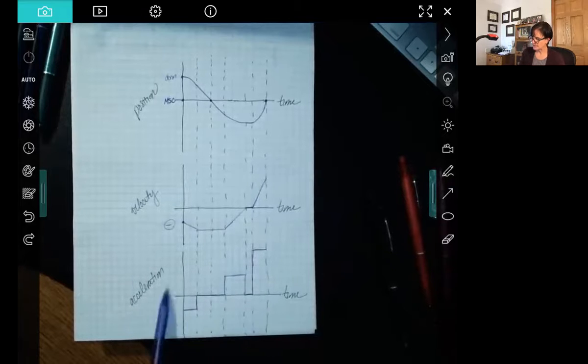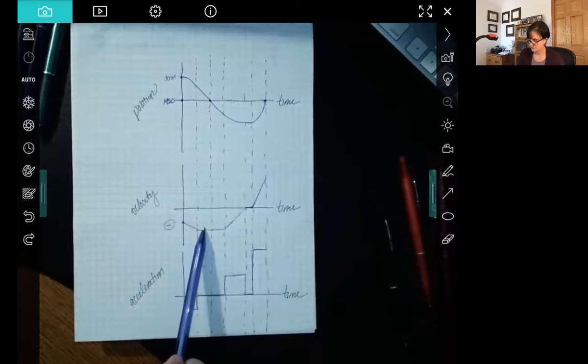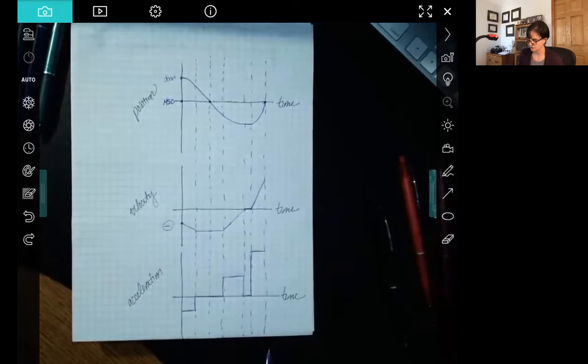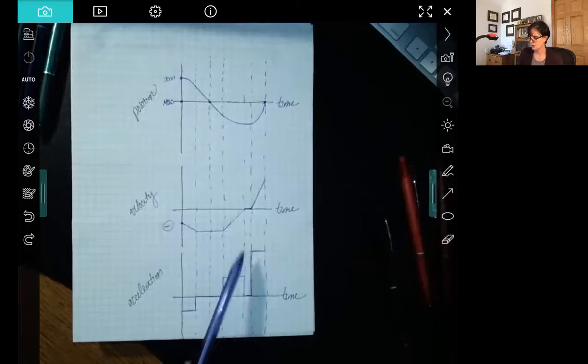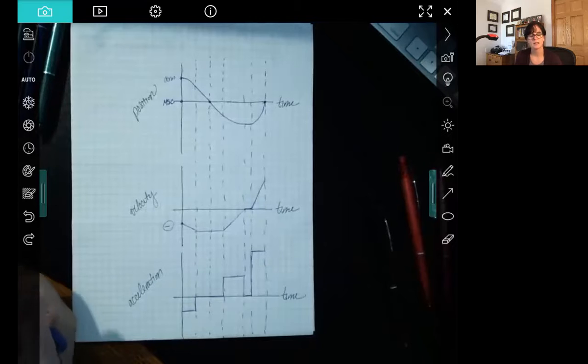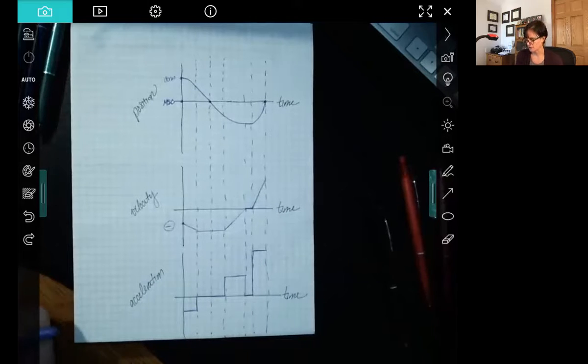So while our acceleration graph will match our velocity graph in the direction of the slope. Negative slope, negative acceleration. No slope, no acceleration. Positive slope, positive acceleration. No slope, no acceleration. Positive slope, positive acceleration. We want to look just at the acceleration from the perspective of the rate of change or the slope of the velocity graph.